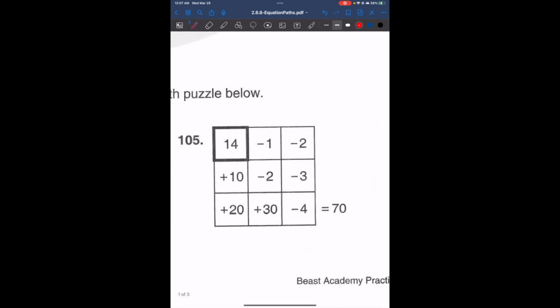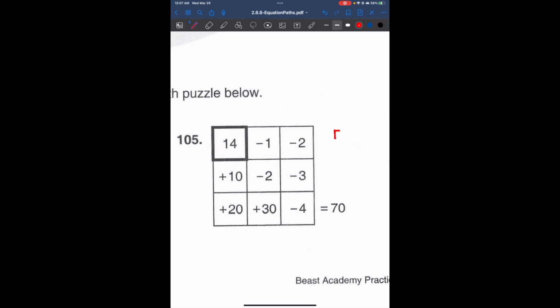Now we'll look at problem 105. The number we want to start with is 14, and we want to end with 70. So again, we're going to subtract the initial or starting number from the final number.